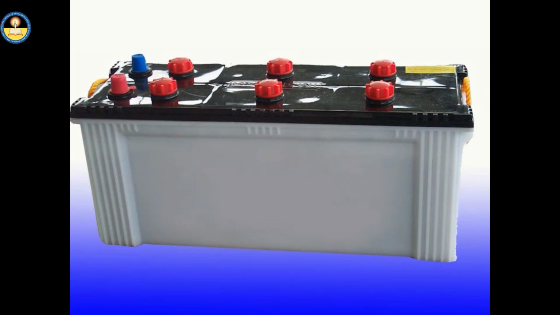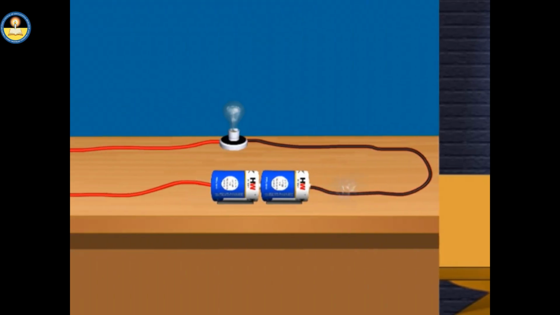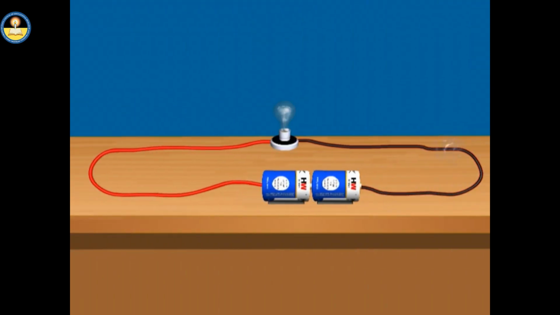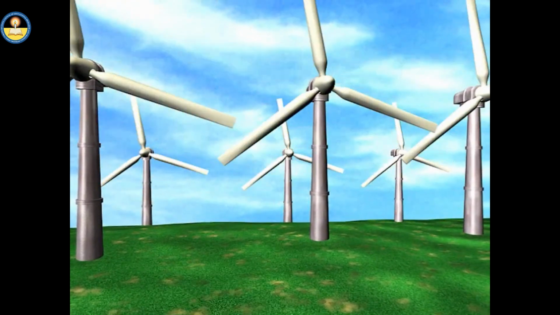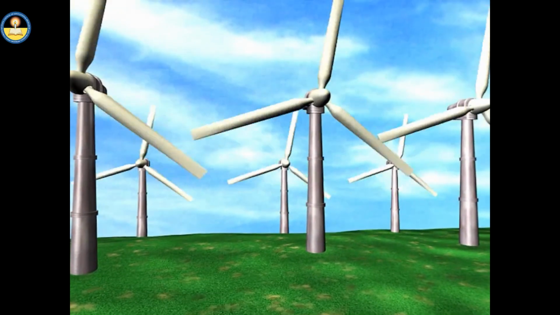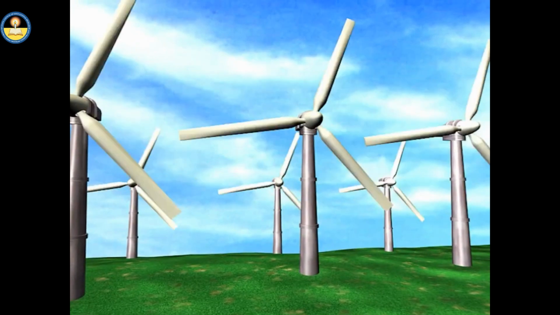Chemicals in batteries or dry cells contain chemical energy. When a battery or a cell is connected to an electrical appliance, it transforms its chemical energy to electrical energy. Wind, or moving air, is also a source of energy. Windmills, when powered by the wind, produce energy.